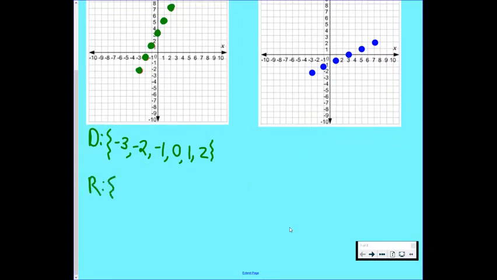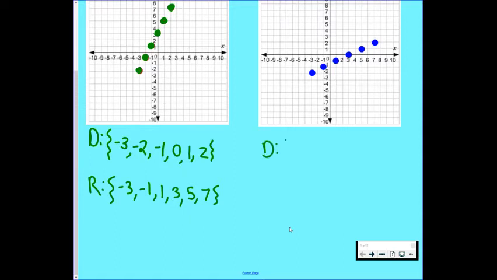Now let's do the range. The range, remember, are the y values. So your y values are -3, -1, 1, 3, 5, and 7. Those are just listing the y values of that ordered pair. Now let's do the second example.